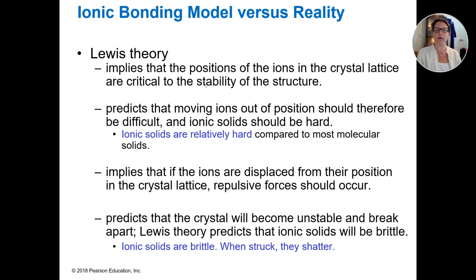So a couple of takeaways from Lewis theory that I want you to be aware of. This one, this one. And I think the other one is on the next page. But it predicts that moving ions out of position will be very difficult. Because moving ions out of position, meaning metals with nonmetals, is very, very stable. And so moving those ions is not going to be very easy.